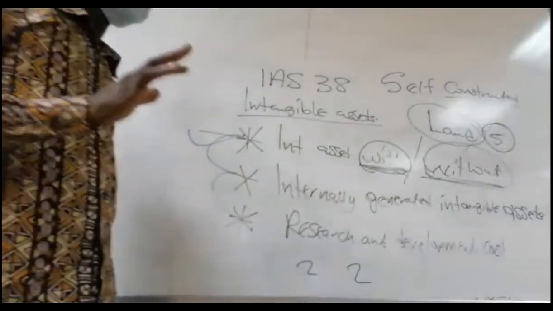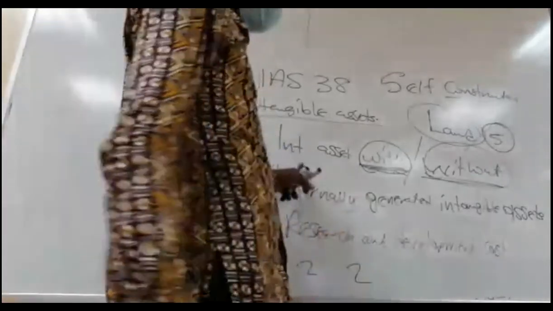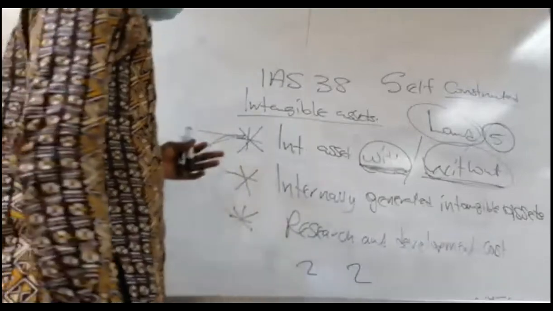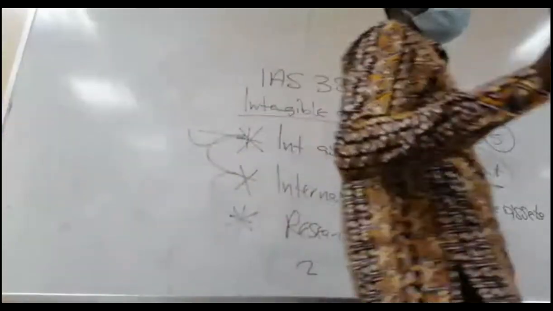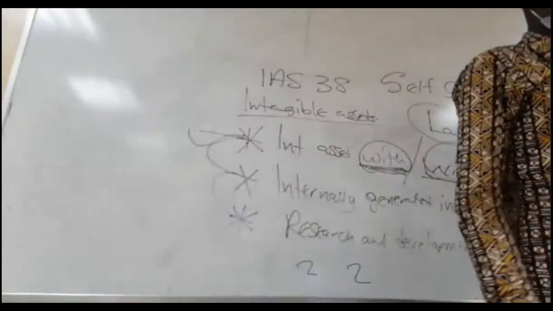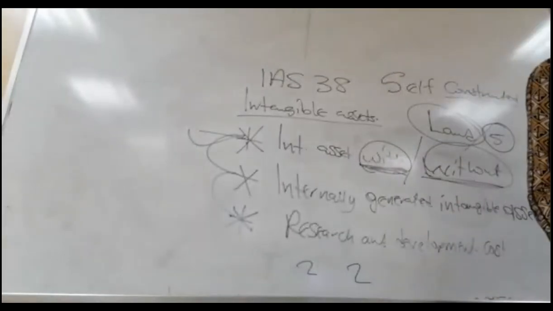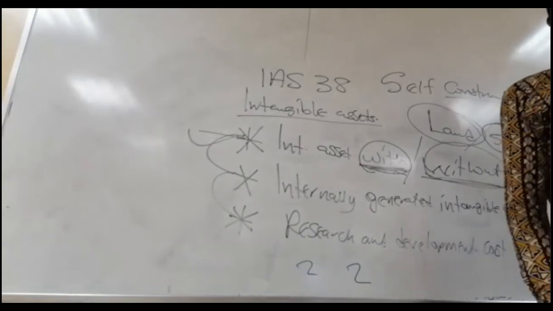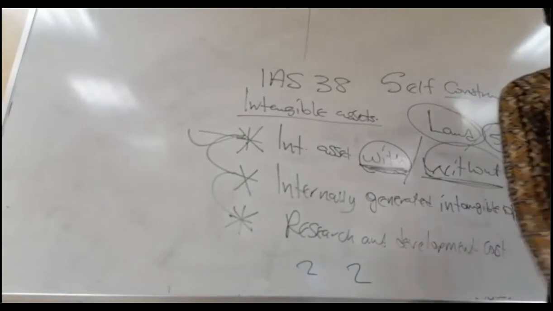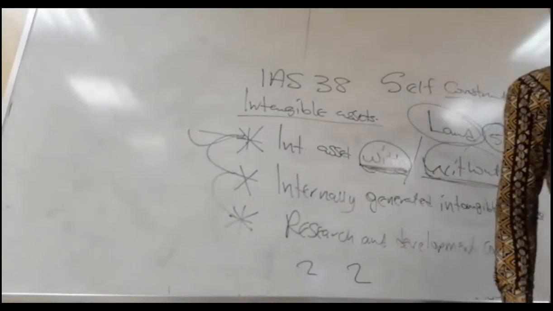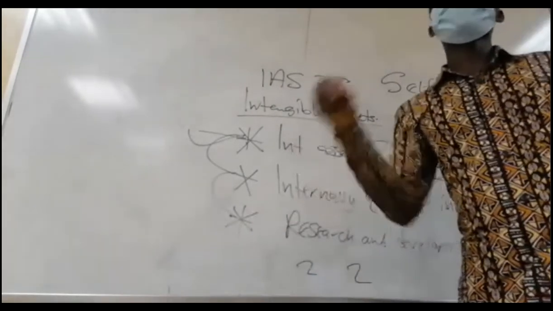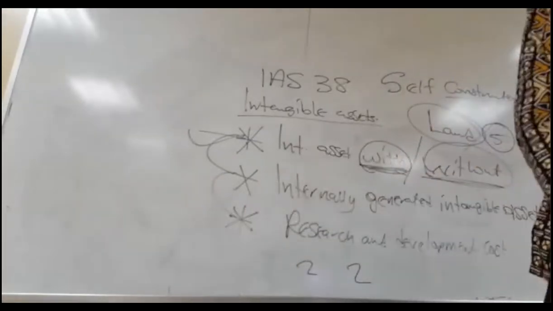Now, there's one issue that we have with intangible assets. Before you can record an intangible asset, two conditions must be met, the recognition and measurement conditions. Recognition talks about the conditions. First, it must be probable that future economic benefit will flow to the entity. Good, before you can record it. The last condition is that the cost of that intangible can be measured reliably.